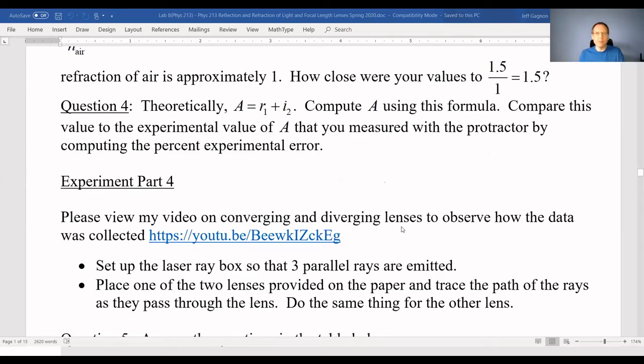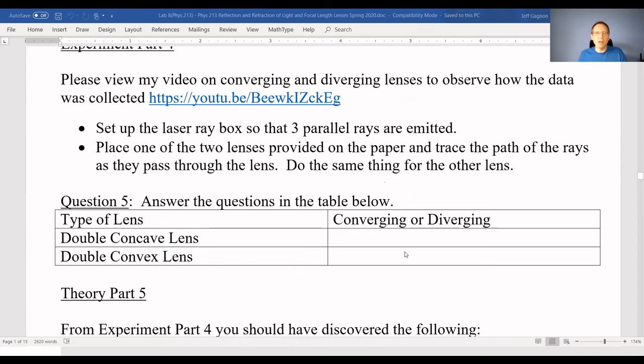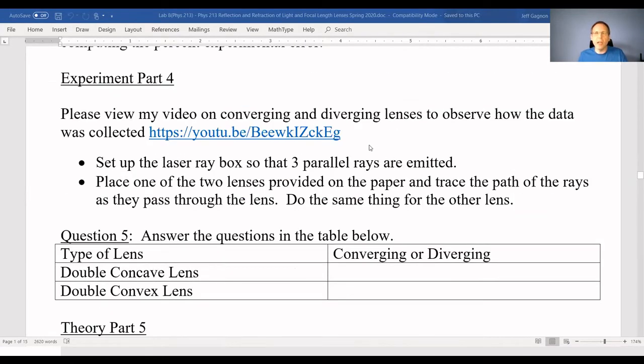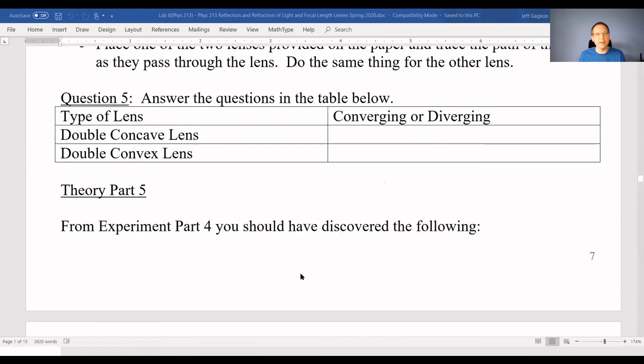All right, part 4. So actually, this was a really quick part. In this case, I had a double convex lens and a double concave lens. And I set up the ray box so that 3 rays were going through those lenses. And based on what you observed, I want you to describe whether the double concave and the double convex was either converging or diverging. So you just have to write in here whether it's converging or diverging. And I kind of give you the answer in the next part.